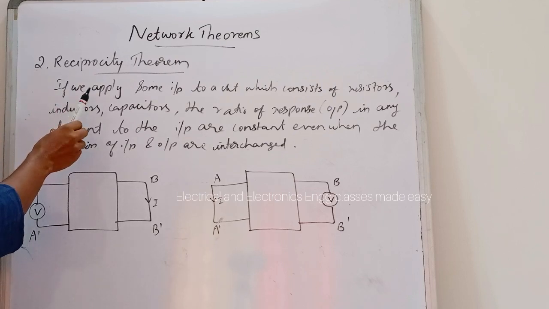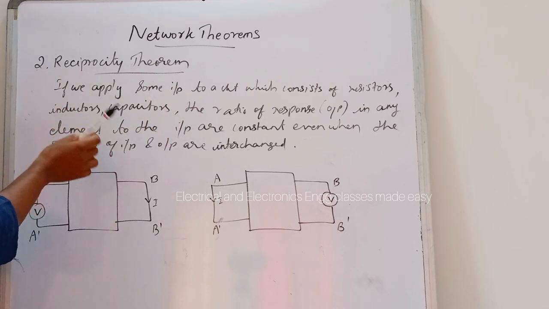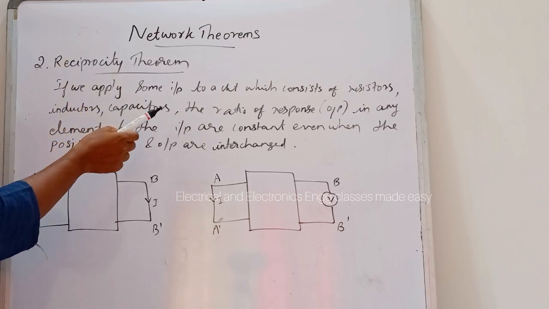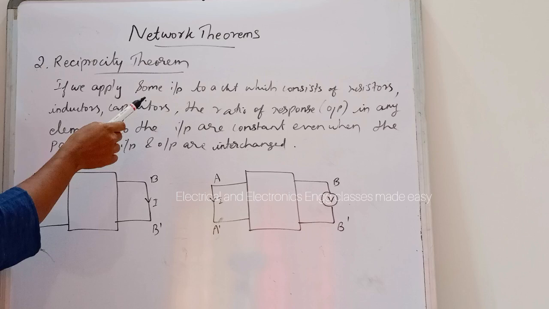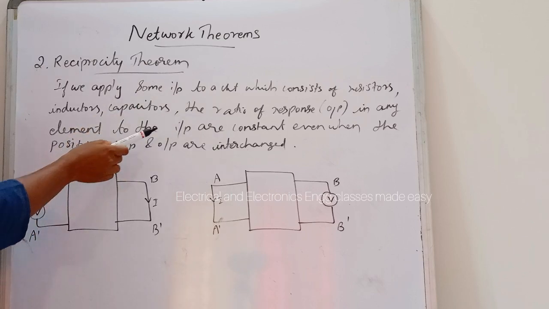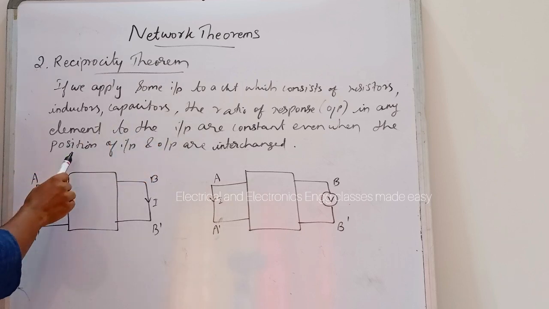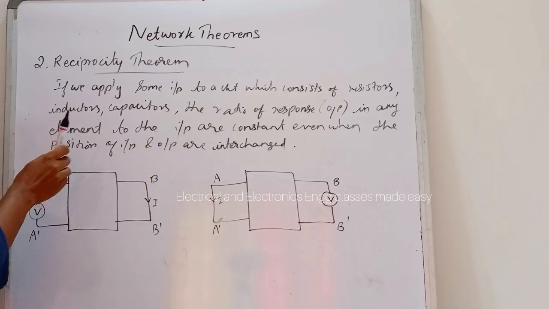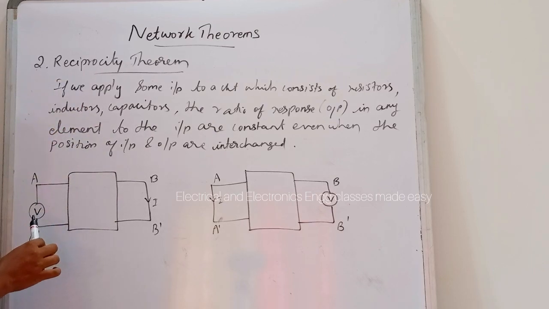If we apply some input to a circuit which consists of resistors, inductors, capacitors, etc., the ratio of response, that is the output, in any element to the input is constant even when the positions of input and output are interchanged. This is the reciprocity theorem. Let us study this theorem in detail.